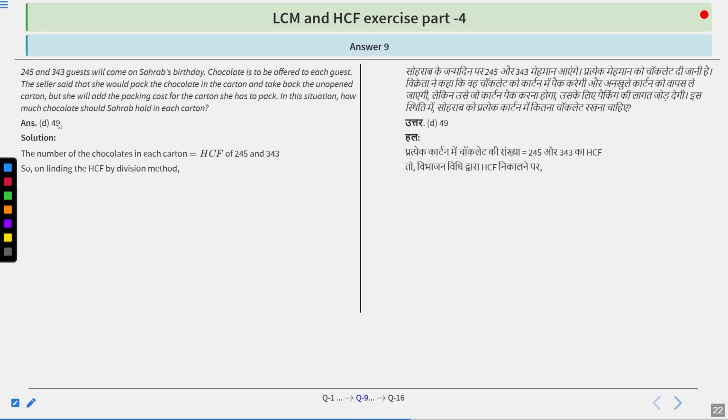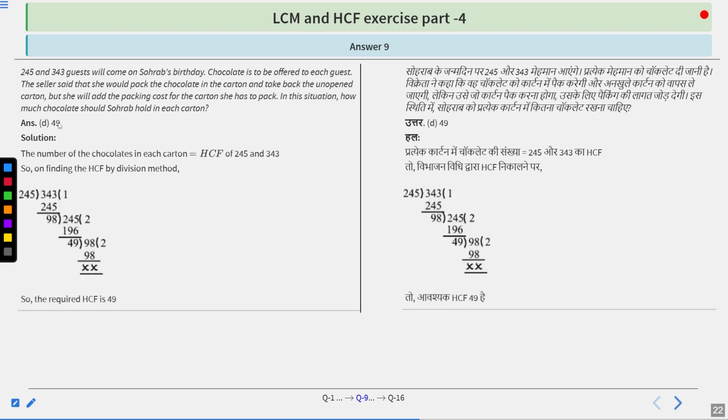Now, the number of chocolates is the HCF of 245 and 343, because HCF is the highest number which can divide 245 and 343. So to find the HCF of 245 and 343, we are going to use the division method. Now we will divide the larger number, that is 343 by 245. So 245 one side is 245, remainder is 98.